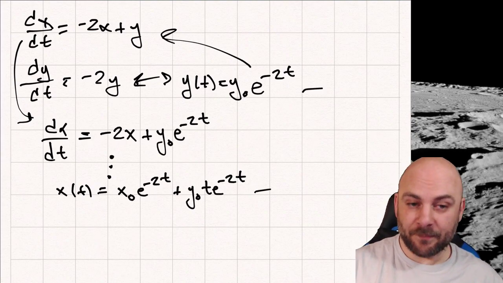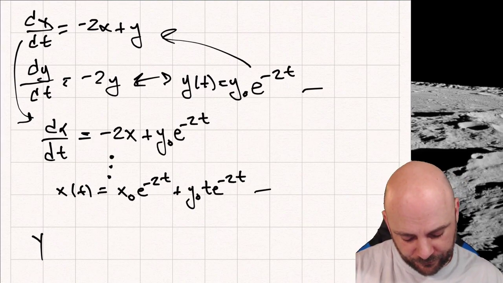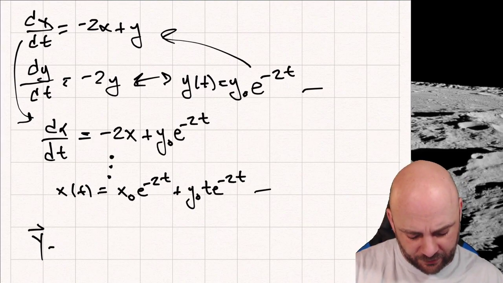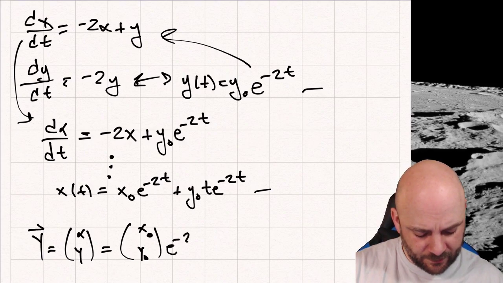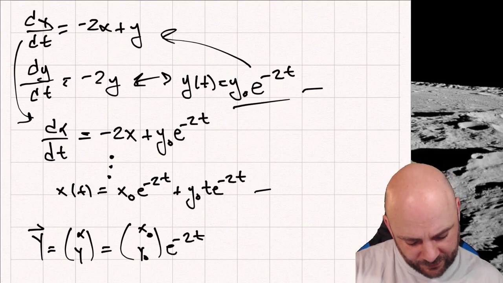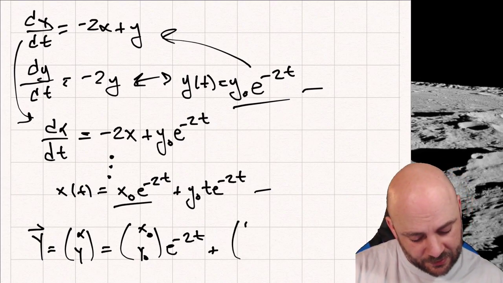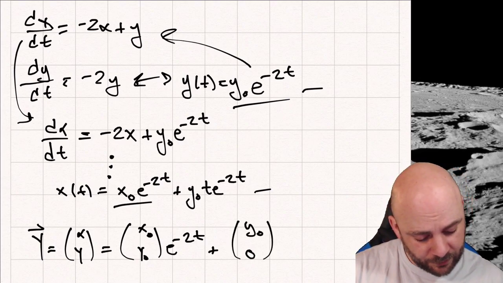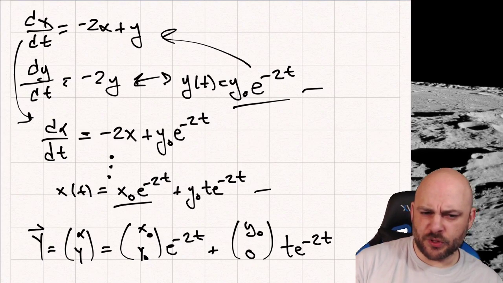Okay, cool. I have a solution for x. I've got a solution for y. Fantastic. If I want to, I can write this in vector form. Make the y vector right here, which is equal to x, y. And so this will equal x naught, y naught, e to the minus 2t, that is this term and this term in their respective locations, plus y naught times 0, t e to the minus 2t. Cool, I have a solution.